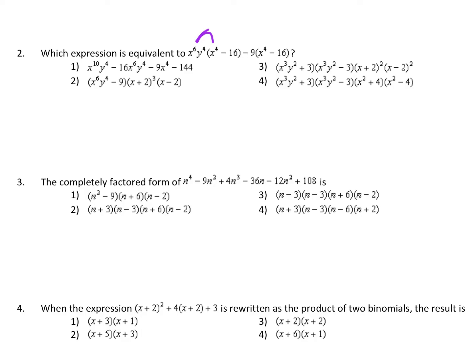Okay, and then if I distribute this to the -16, I'll have -16 x to the 6, y to the 4th, which is what that says. All right, so far choice 1 is looking good. Then if I distribute the -9, I get -9 x to the 4th, which is what this says, so here we go. But this is where we're running into a problem. Isn't -9 times -16 positive 144? And this says -144. Okay, so choice 1 is not the answer.